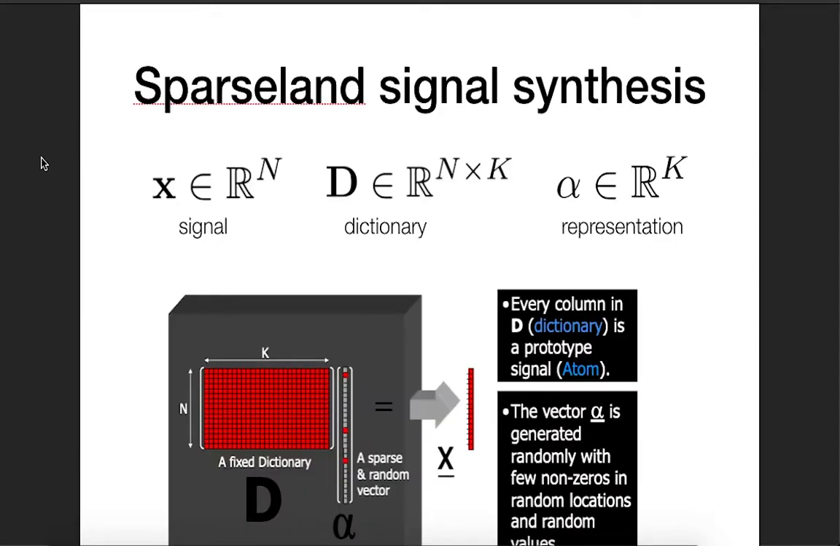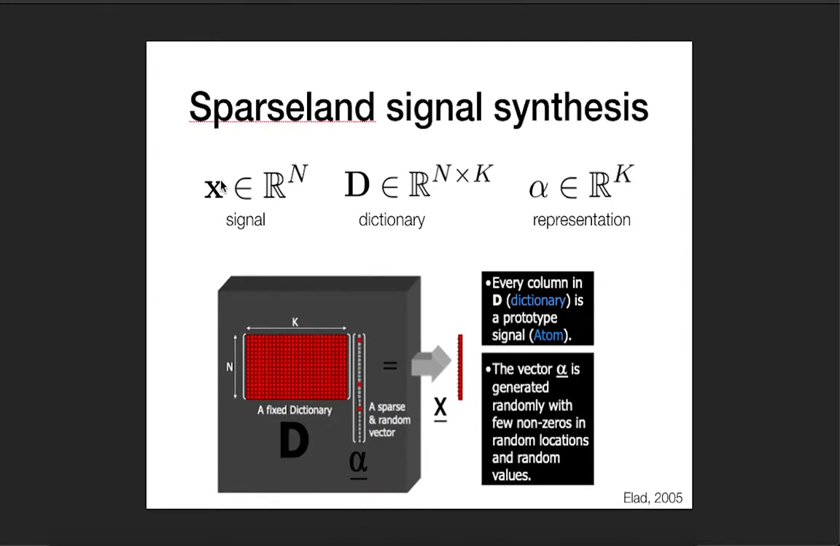Yeah. So let's go back to last class. Let's say we have a signal X and we have a dictionary D, and we want a sparse code alpha, right? Let's assume for now that this dictionary is fixed, and you want a specific sparse code which optimally represents your signal, and this alpha should be sparse. That is the problem setting of sparse coding. So this vector alpha is generated randomly with few non-zeros, the dictionary is fixed, and we call each column of the dictionary an atom.